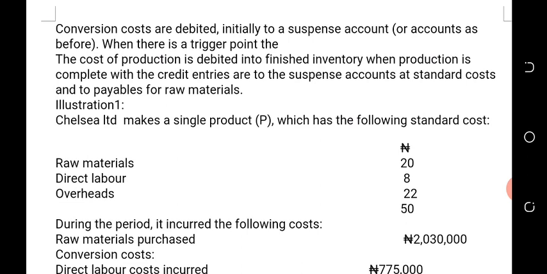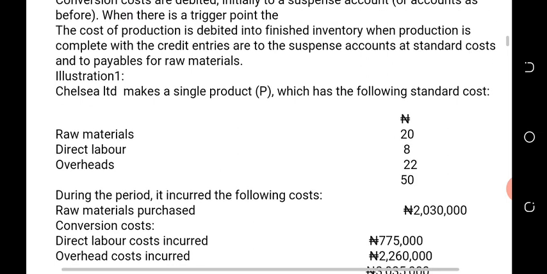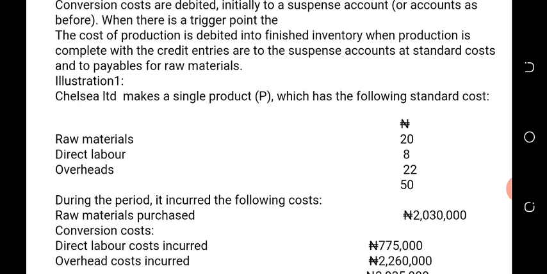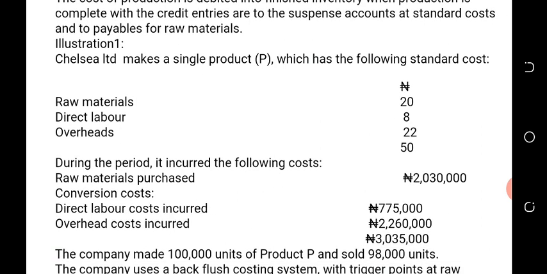So let's look at this illustration one on how to account for Backflush accounting. Illustration one. Chelsea Limited makes a single product which is called P, which has the following standard cost.